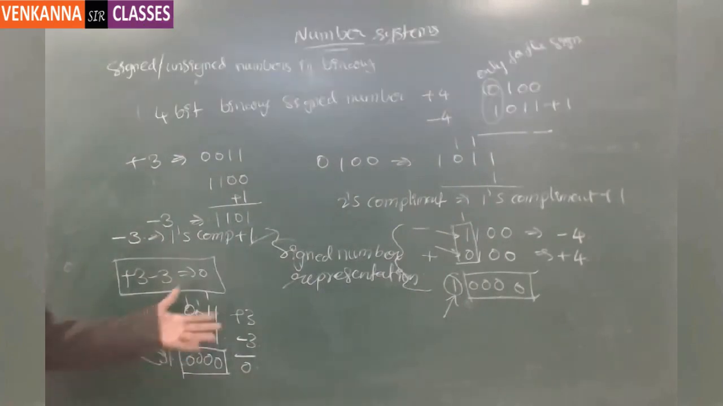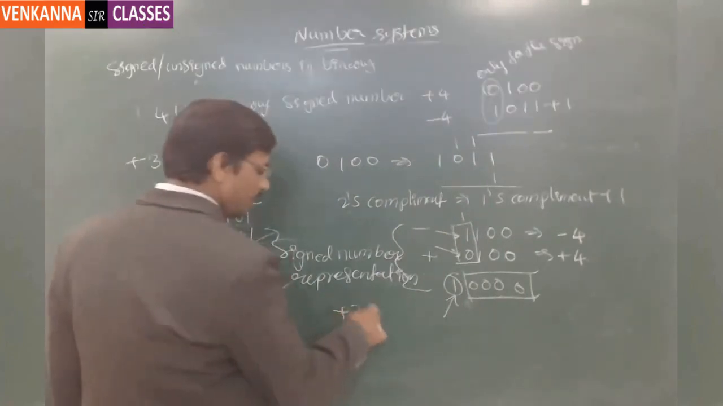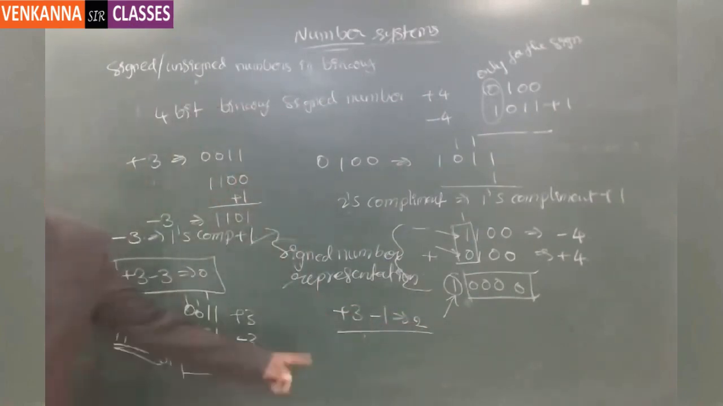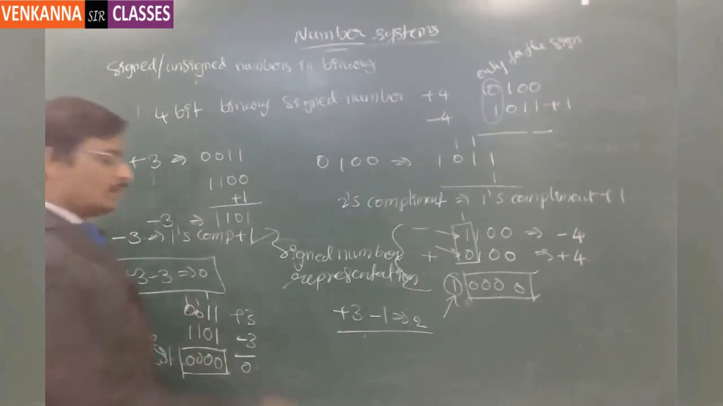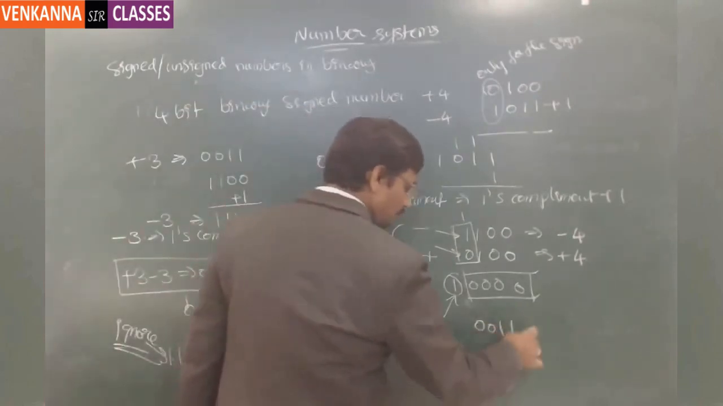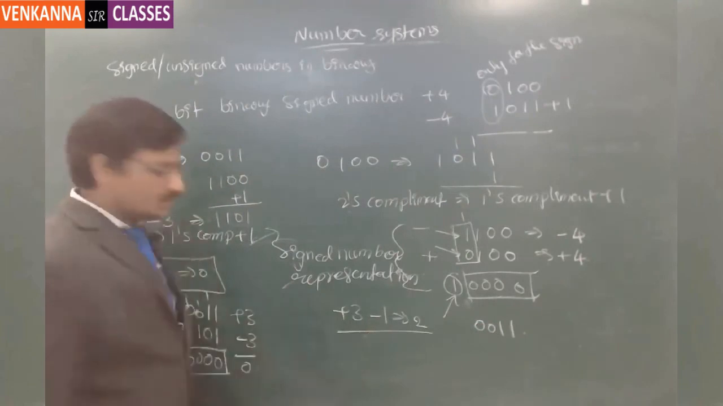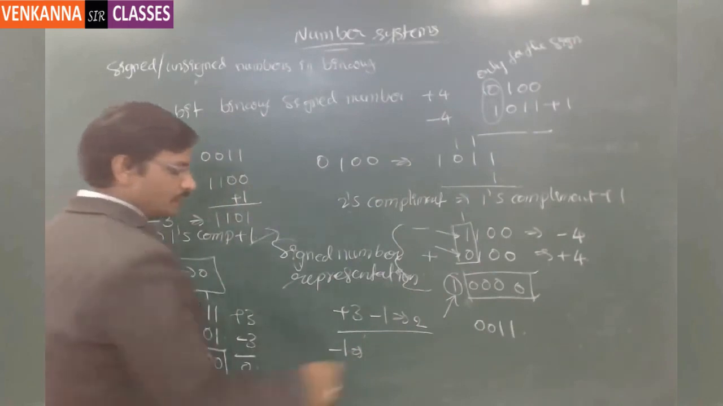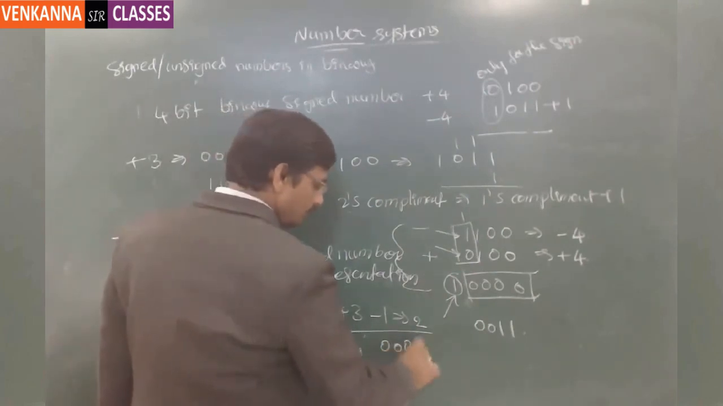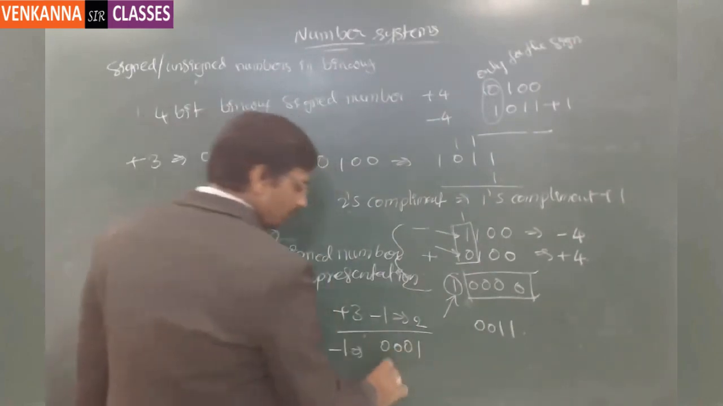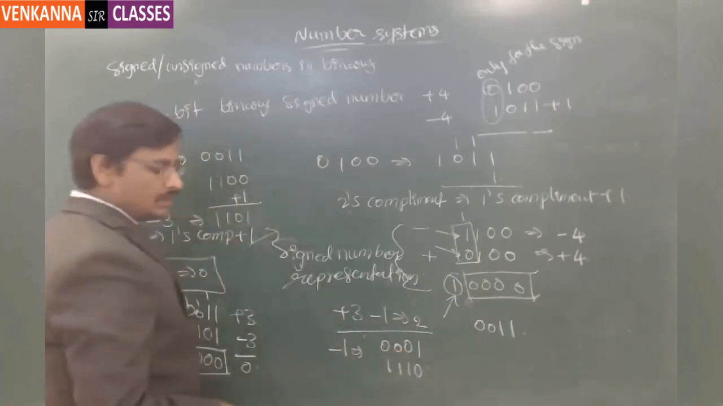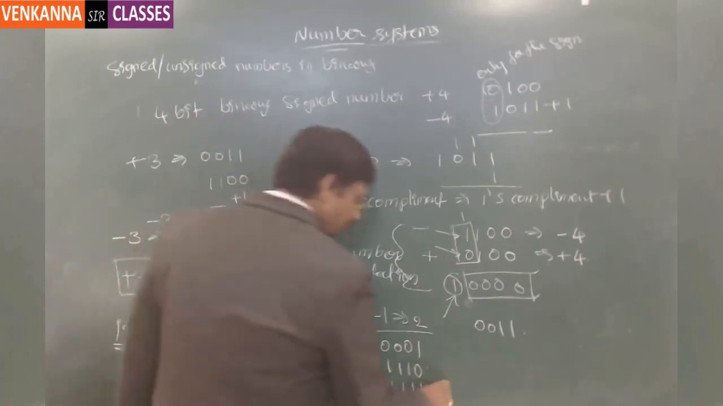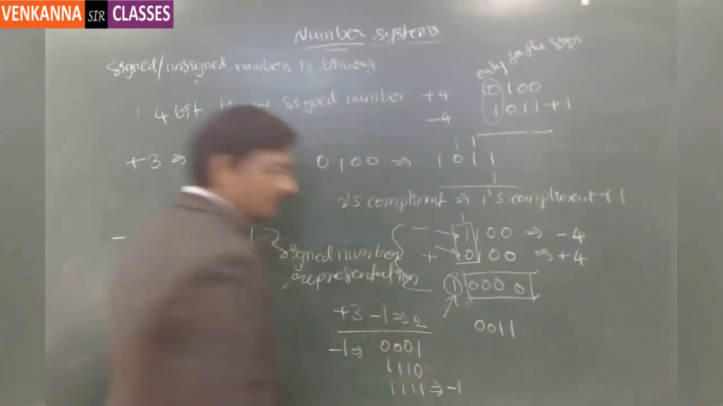Okay. So actually we will take one more example. Suppose if I add plus 3 and minus 1, it should result in plus 2, right? So plus 3 I can represent as 0011. And minus 1 is nothing but, so plus 1, you need to write the 2's complement. For plus 1, it is 0001, and the 1's complement of it is 1110, and the 2's complement of this is 1111. So this is the 2's complement of minus 1. So this is the minus 1.